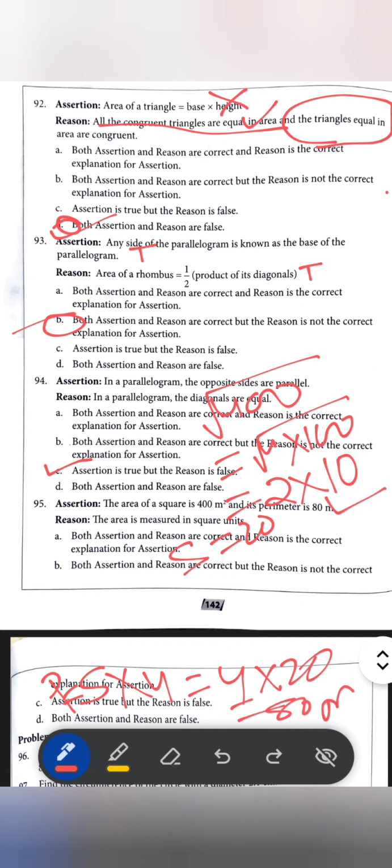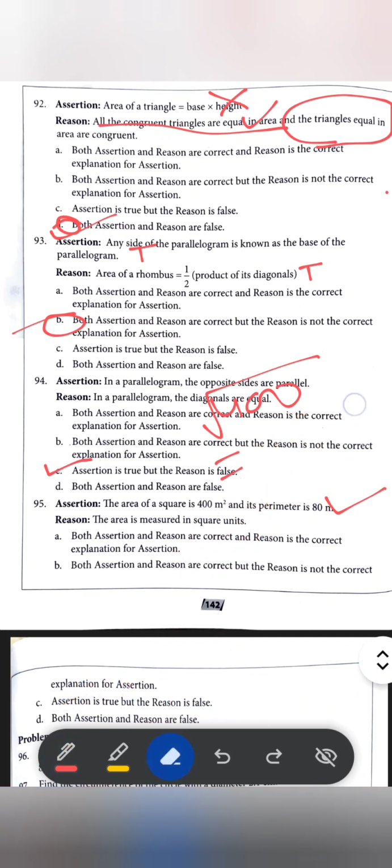The area is measured in square units. Yes, that is also correct. But here both are correct. Okay, both assertion and reason are correct. Reason is the correct explanation. Area of the square units has been given. Yes, so here option A is the correct answer.